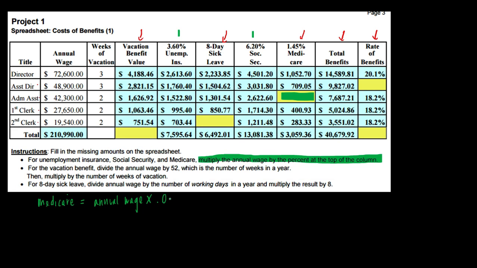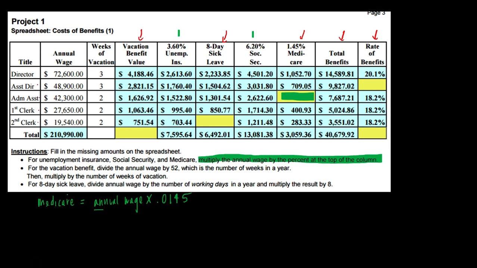Now remember, when you're dealing with percentages and you're using them in formulas or some sort of equation, you have to convert to decimal form. You can't multiply a dollar amount by a percentage. It doesn't make sense. It'd be like adding 2x to 3y. You're just not allowed to do it. So for Medicare, take annual wage and multiply by the Medicare rate in decimal form. So that takes care of that one.